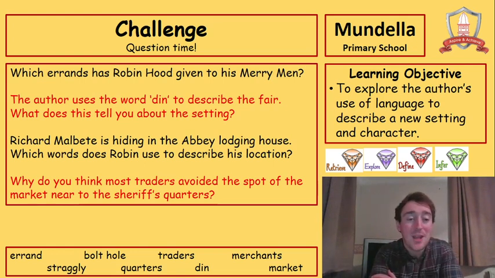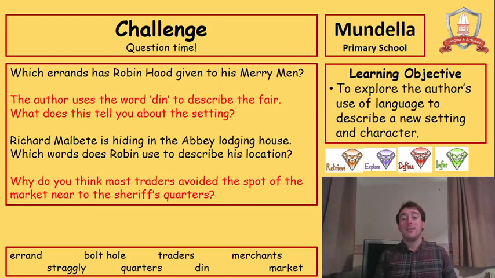Number 3. Richard Malbeat is hiding in the Abbey lodging house. Which words does Robin use to describe his location? So we have to look for words to describe the location of Richard Malbeat. That's our defined question. And finally, why do you think most traders avoided the spot of the market near to the sheriff's quarters? Why do you think they'd have avoided a spot near to the sheriff's quarters?